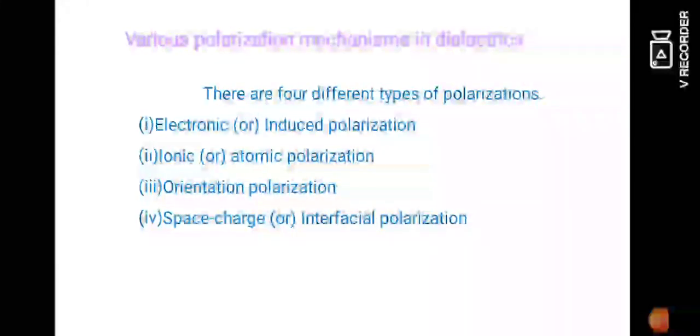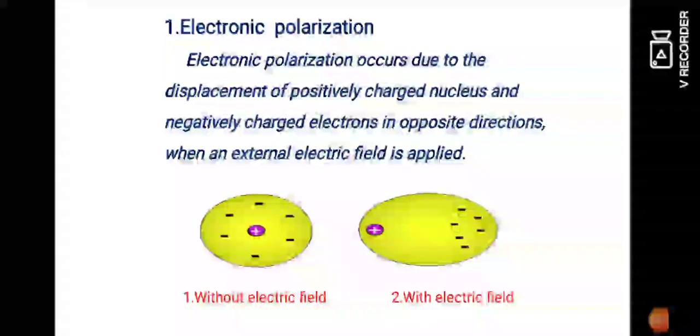Various polarization mechanisms in dielectrics. Actually, there are four important types of polarizations available in dielectrics. The first one, electronic or induced polarization. The second one, ionic or atomic polarization. Third one, orientation polarization. And the fourth one, space charge or interfacial polarization. Now let us see the first one, electronic polarization.